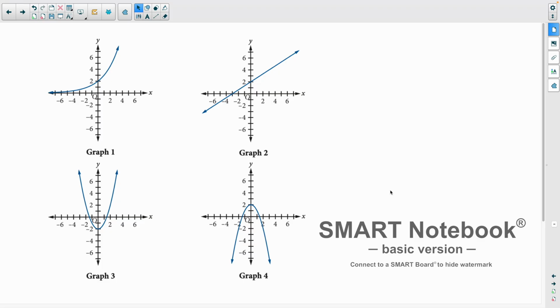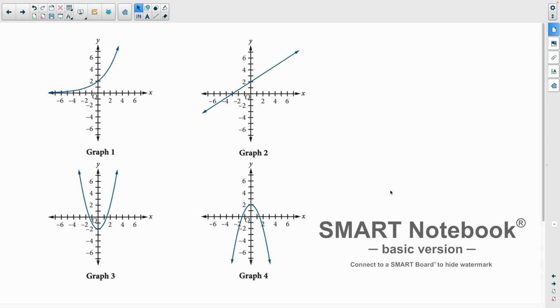I'd say graph 4 because it's the only one going down and not up. Okay. Got you. It's the only one going down as we go from left to right. Anybody else? All right. That's good. So this is a good little thinking activity.